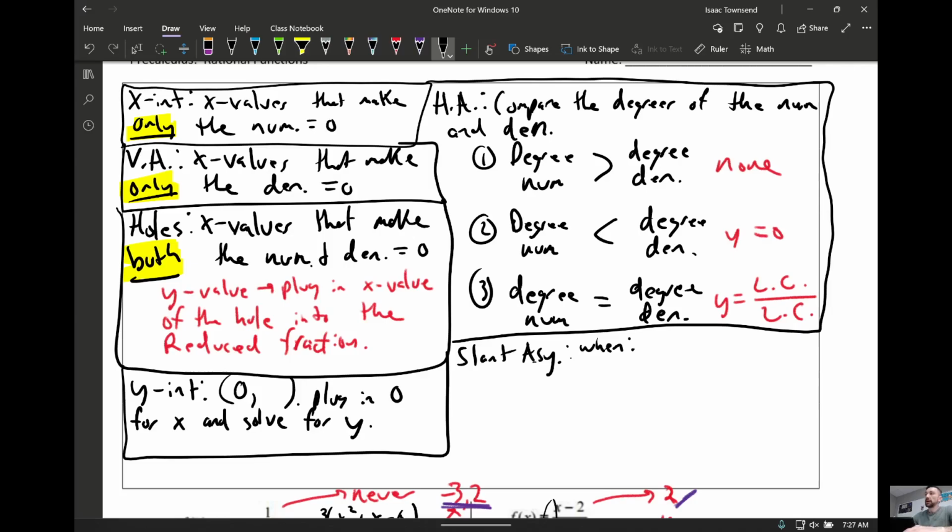The only time you're going to have a slant oblique asymptote is when the degree of the numerator is 1 bigger than the degree of the denominator.